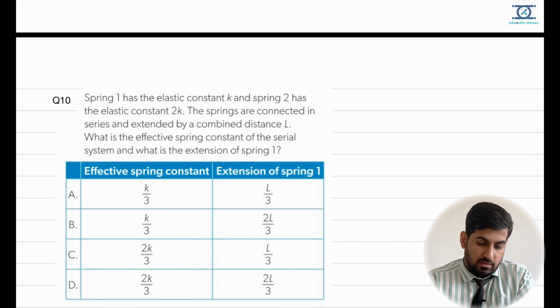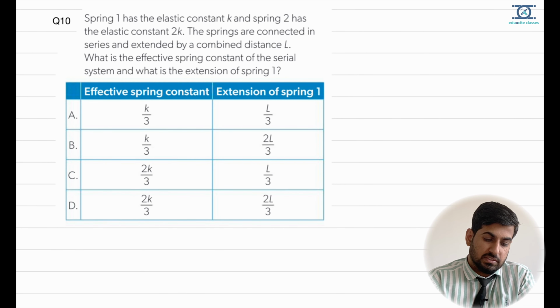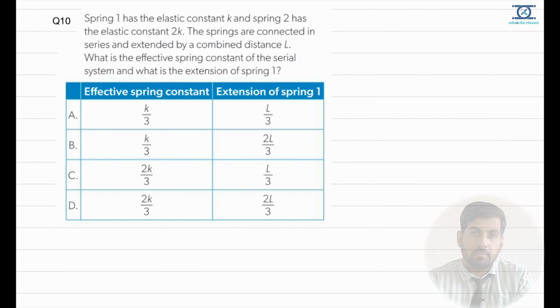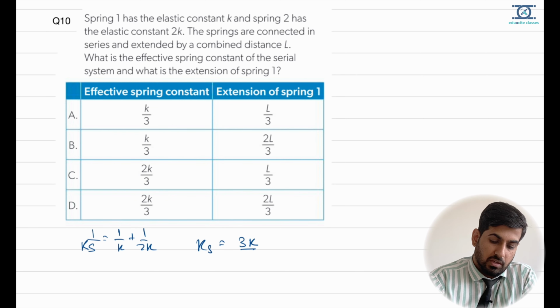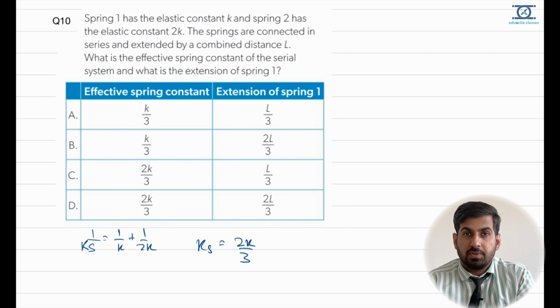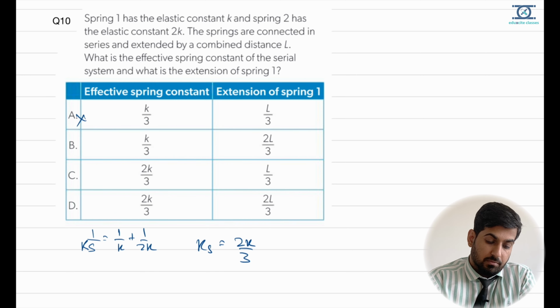Okay, now this is for the series one. Pause the video and solve. Okay, now the new spring constant Ks will be 1 upon k plus 1 upon 2k. So Ks becomes 2k by 3. So this is the effective spring constant of the combination. So option A and B are incorrect.